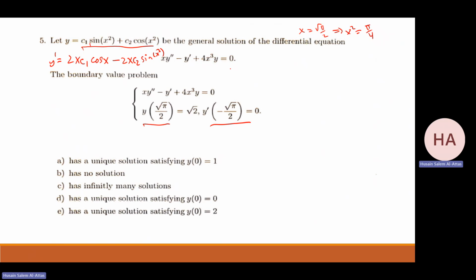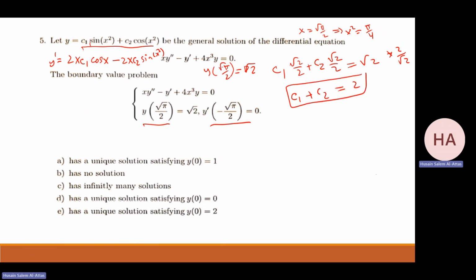Okay, now let me put the conditions. y at square root of pi over 2 is equal to square root of 2. So I have, substituting in y, C1 times sine pi over 4, which is square root 2 over 2, plus C2 square root 2 over 2, because the other term is the same. That equals square root of 2. Multiply by 2 over root 2. That gives me C1 plus C2 equals 2. That's really my first equation.